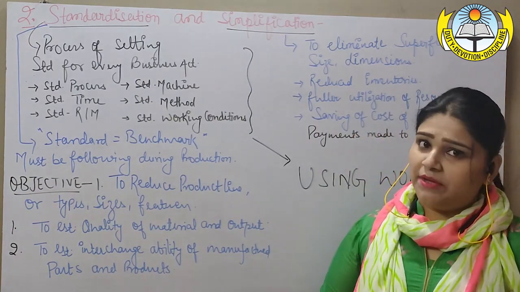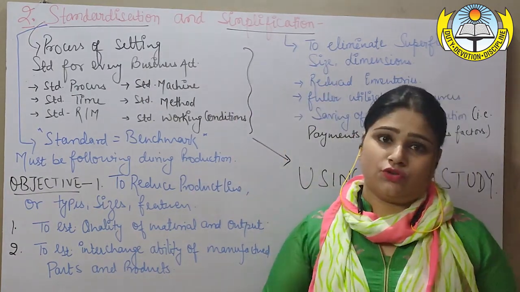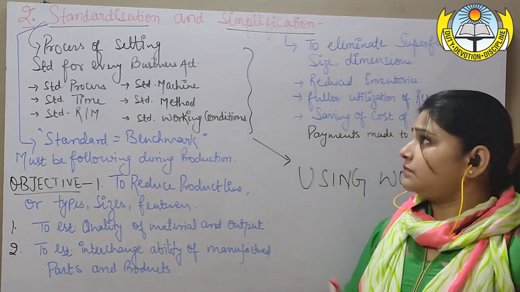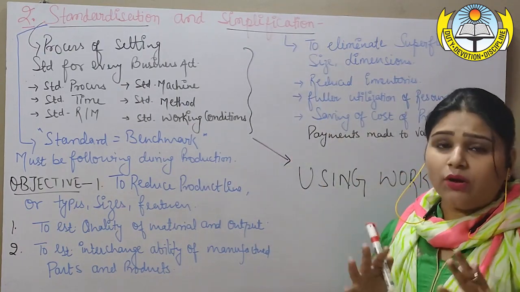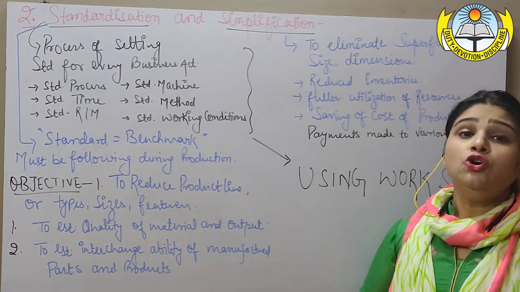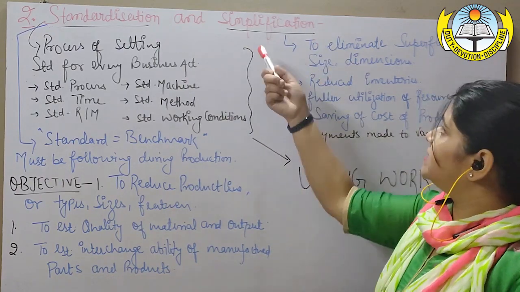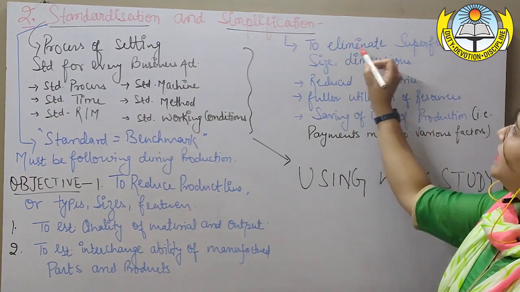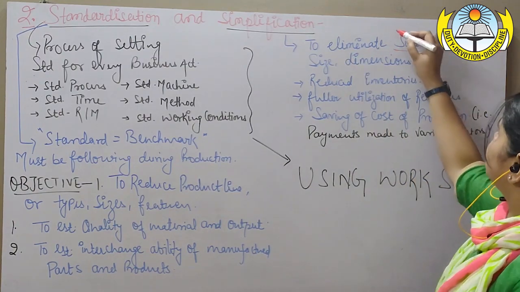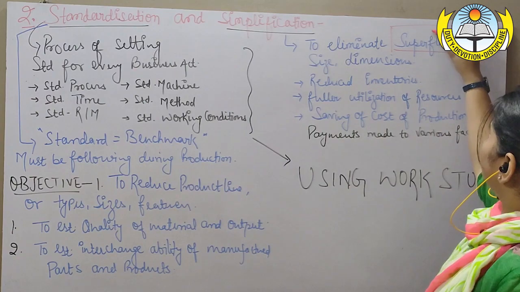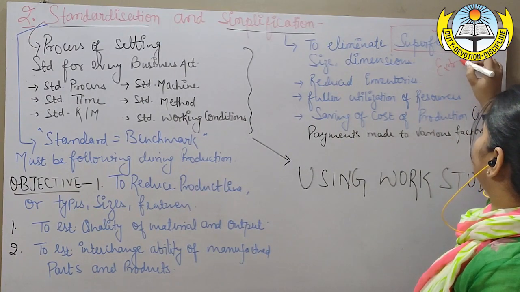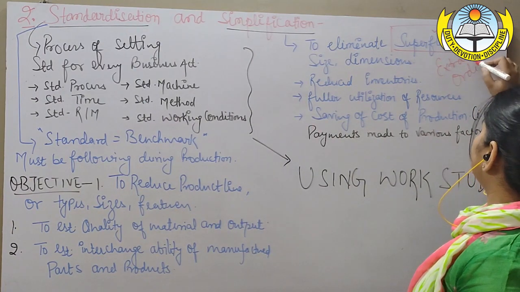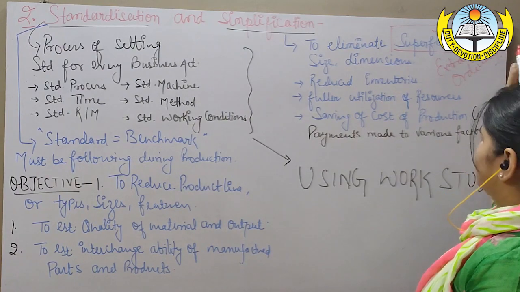What was his idea behind standardization and simplification? According to Taylor, management or any organization, any factory system should simplify its entire process. Here simplification means eliminating the superfluous variety. The meaning of the word superfluous is extraordinary. Anything which is extraordinary in terms of production.